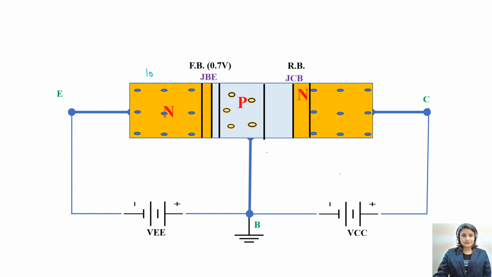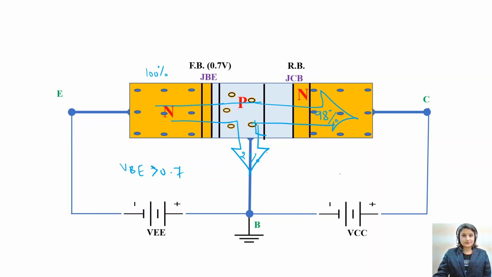So out of this 100% of electrons, when VBE is greater than 0.7, only 2% of electrons recombine with the holes and come away from the base terminal. This is only the 2% electrons we are talking about. And what about the 98%? This 98% of electrons continue to flow in the forward direction.